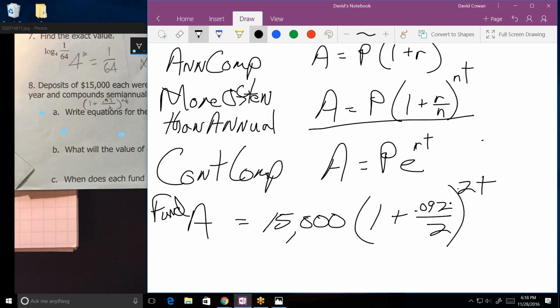Yeah, n being how often per year it's being compounded. In other words, if it was compounded monthly, then n would be 12. If it was compounded daily, n would be 365. Okay? Now, you can simplify this a little bit, not a lot. In other words, I don't know that this would be the answer you'd want to give.